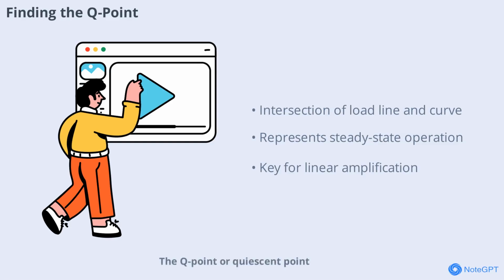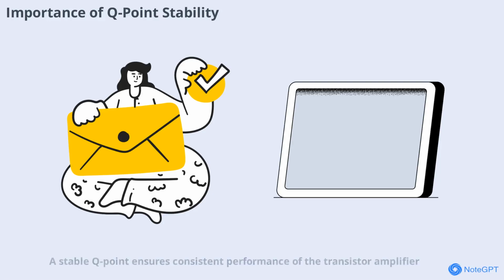The Q point, or quiescent point, is where the load line intersects the transistor's output characteristics. This point represents the steady-state operating condition of the transistor. Choosing the right Q point is crucial for linear amplification, as it ensures the transistor operates in the desired region without distortion. A stable Q point ensures consistent performance of the transistor amplifier.